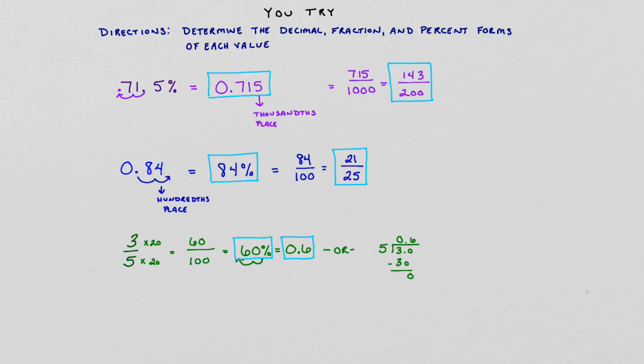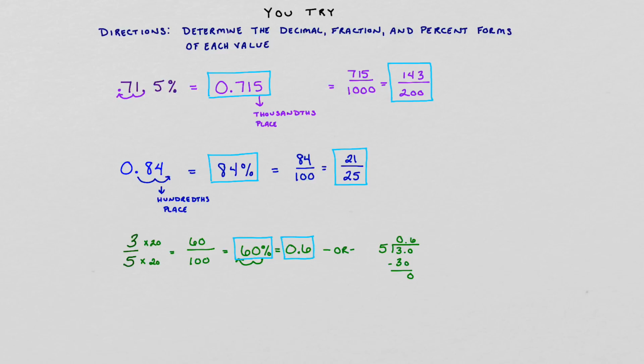And here are our solutions. So if we start off with 71.5%, the decimal form will be 0.715, or 715 thousandths. From there, you can go ahead and write out that fraction form and reduce it down, which becomes 143 over 200.